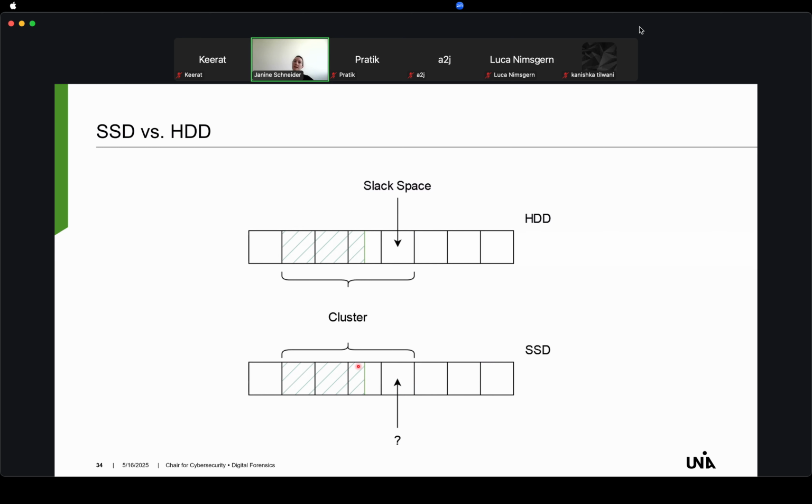As I told you before, if you just look at the data itself, HDDs and SSDs cannot be differentiated, but you could, in theory, have a look at the slack space and try to conclude if it's an SSD or an HDD from the slack space. But we did some experiments on that, and it's not very reliable.